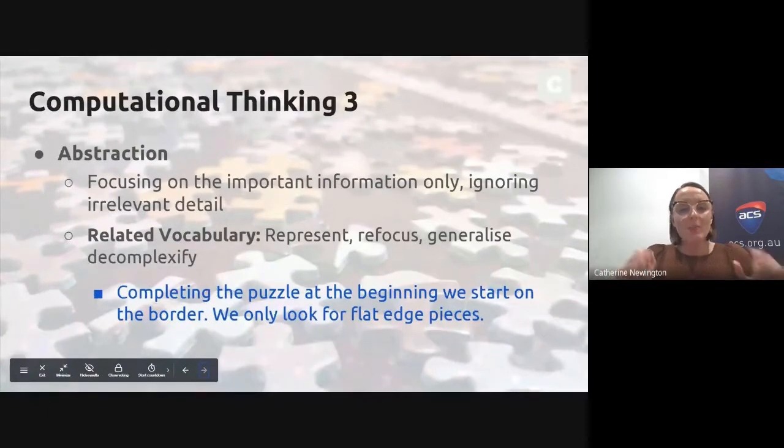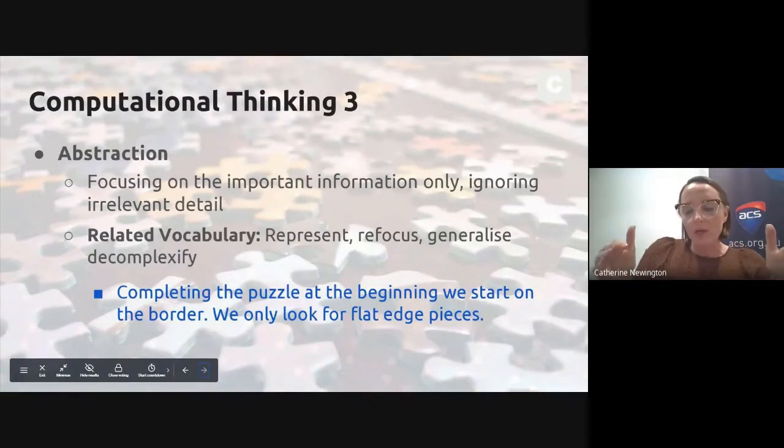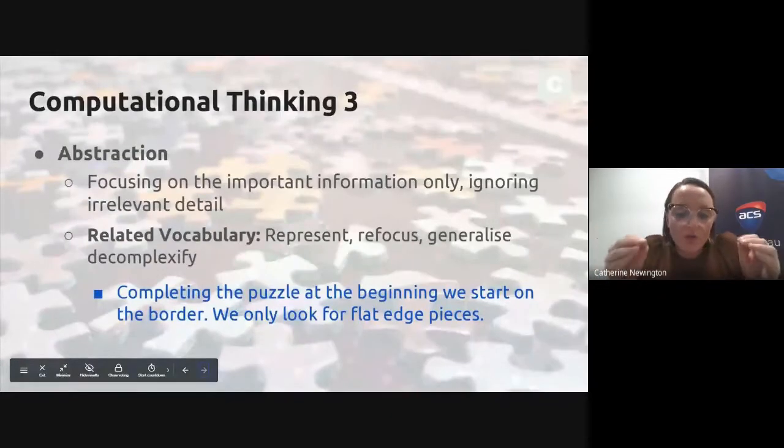When I think about abstraction, when we start a puzzle, the first thing that we always tend to do, or this is the first step that I use to complete a puzzle, is that I always look for the border pieces. So what I'm looking for is only the pieces that have the flat edges. So I kind of ignore all the other colours, the pieces and everything else, and just focus on finding the bits with the flat edges. And then, of course, when we come across that corner bit, that's when we get really excited about it.